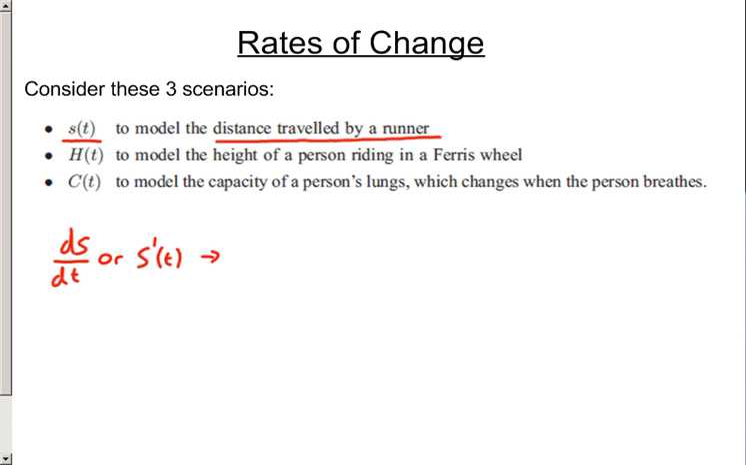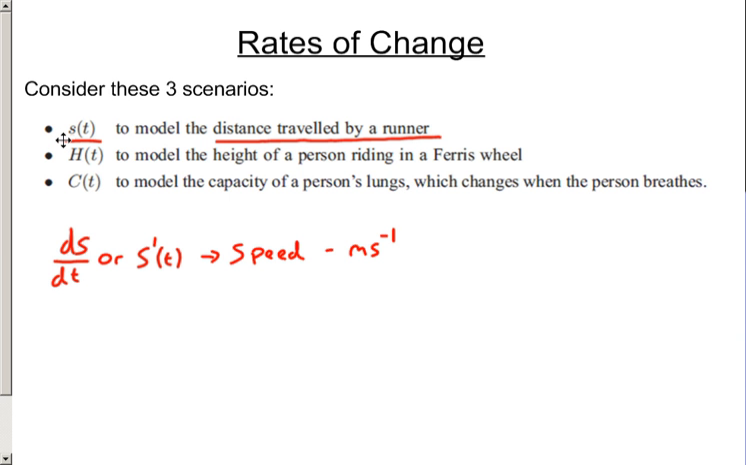So in this case, ds by dt is the rate at which the distance changes with time, and that is the speed at a particular point in time. Notice this is not its average speed, this is the instantaneous speed at a particular time. This might be measured in something like meters per second, or kilometers per hour, something like that.